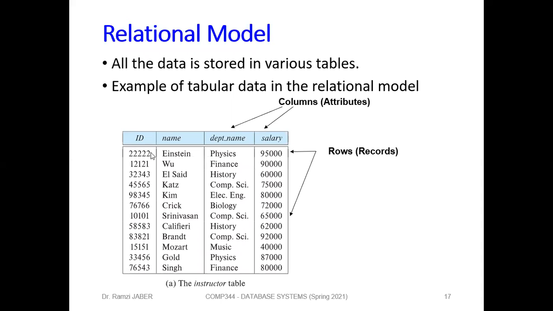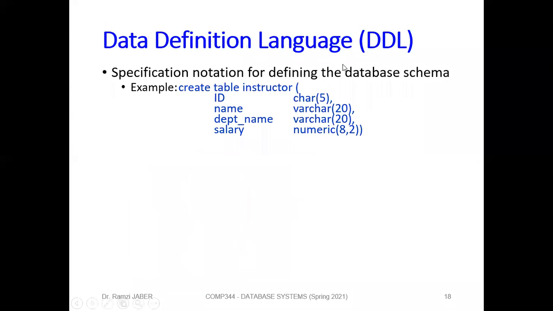So we have the ID field, name of instructor. This is a table of instructors: ID field, name of instructor, department name of each instructor, and for example here, salary. Okay, and so on. So this is a small example of how to create this table using two different database languages. The first one is the data definition language, DDL.